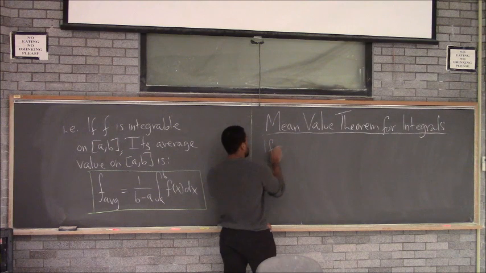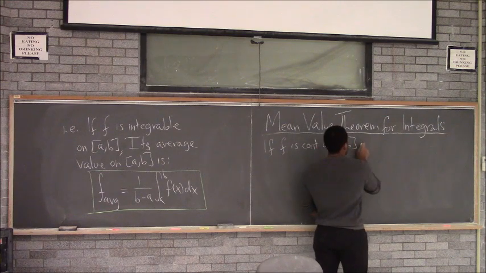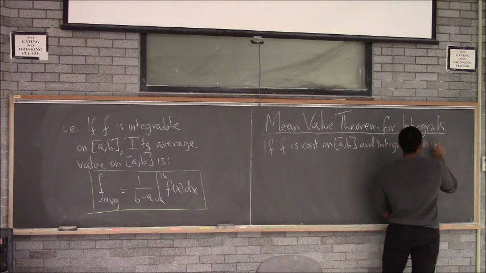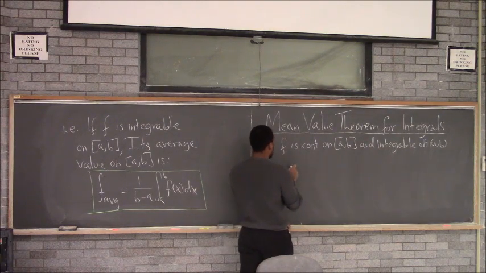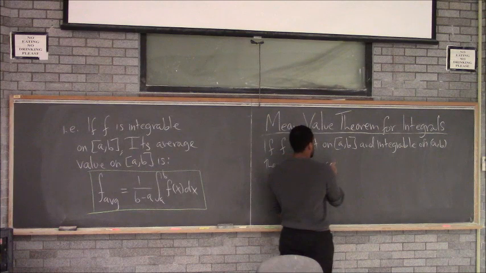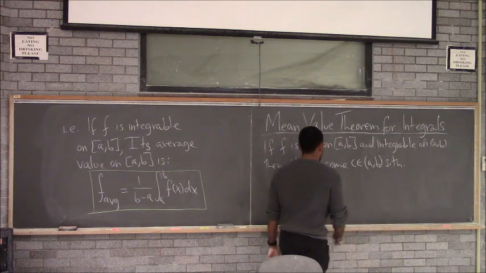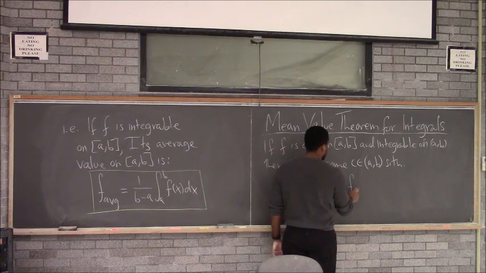So if f is continuous on [a, b] and integrable, then there is a c such that the output of this function at c is going to be equal to the average value.